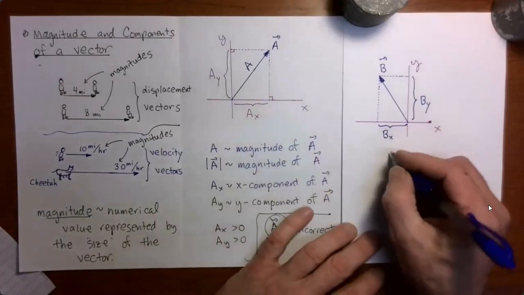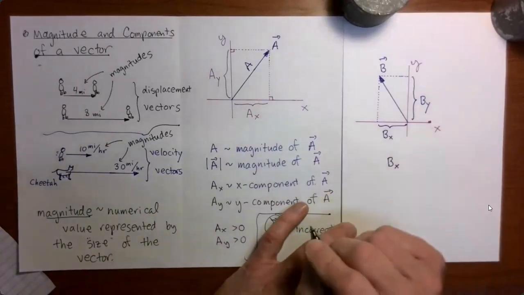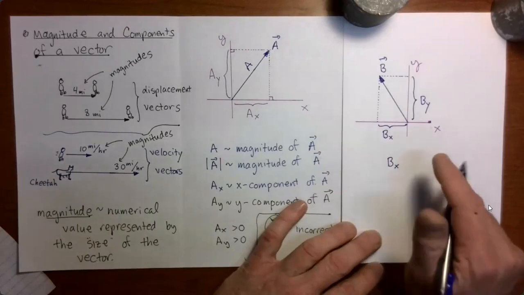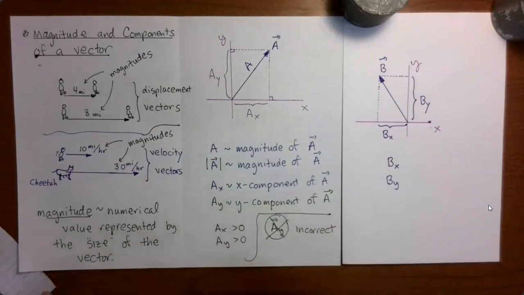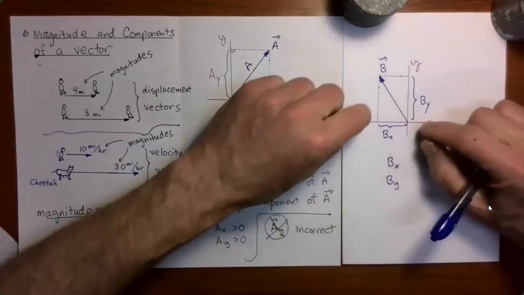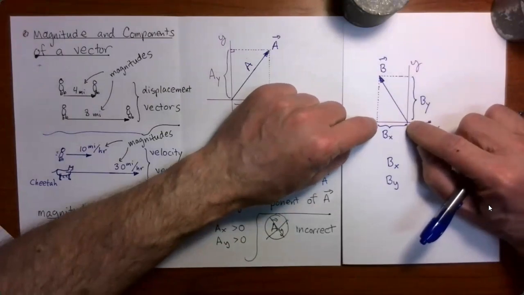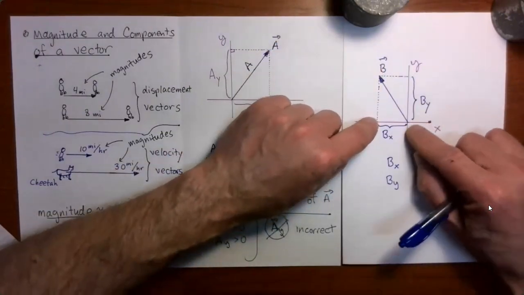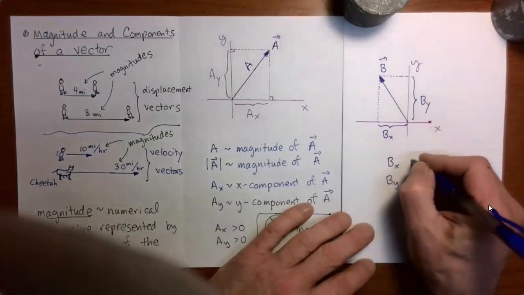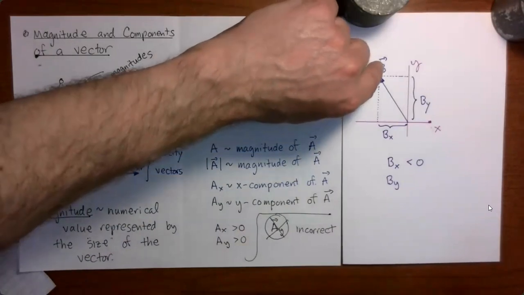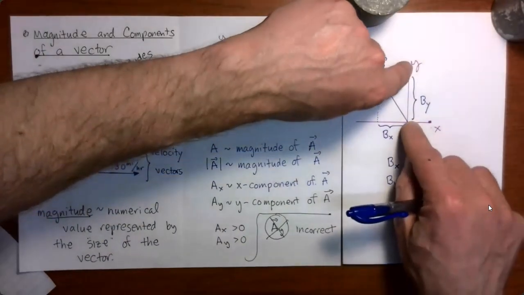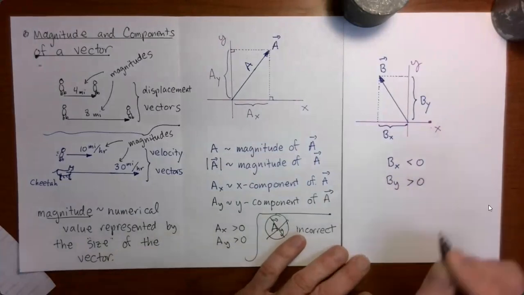Now, in this case, would the x component of the vector be positive or negative? And would the y component of the vector be positive or negative? If you like, you can pause the video here and think about that on your own. Okay, so here we can see that the x component of the vector got projected onto the negative x direction. So we would say that the x component of the vector is negative. On the other hand, we see that the vector projects onto the plus y axis. So the y component of the vector is positive.